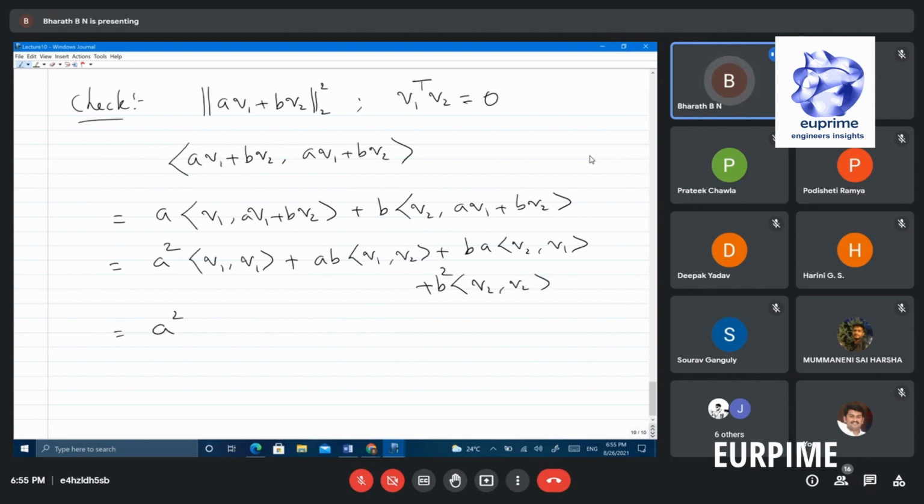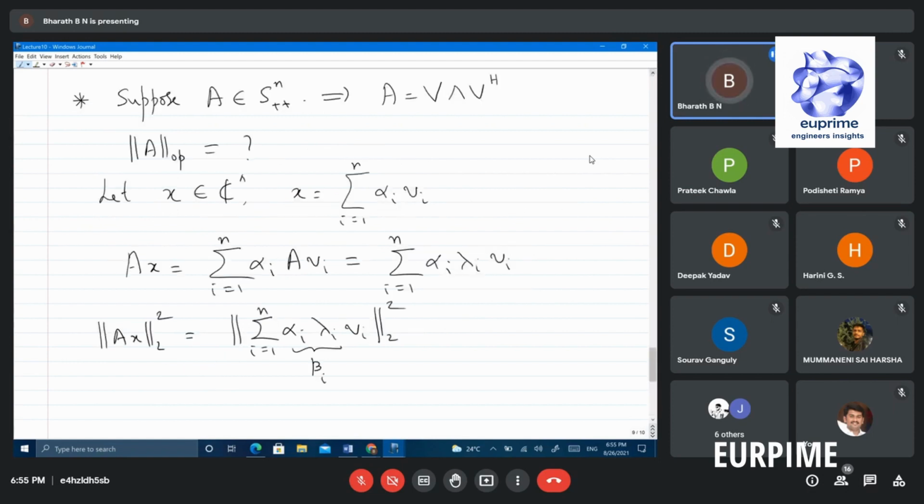What is V1 inner product with V1? Norm of V1. If it is orthonormal, let's also assume this V1 squared equal to V2 squared equal to 1. It means they are orthonormal. This will be 1, right? What can you say about V1 inner product with V2? 0. B, this will also be 0, right? B squared times norm of V2 squared, which is 1. So we'll get A squared plus B squared, right?